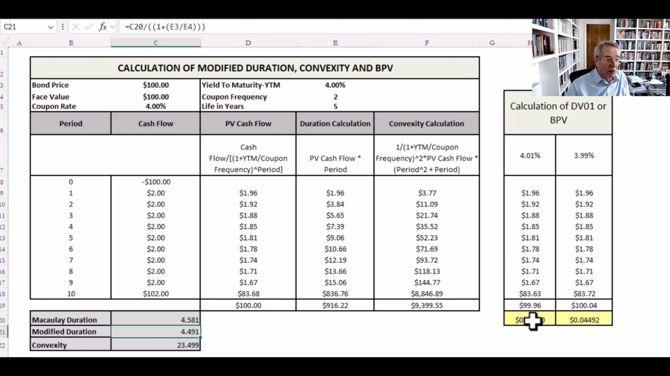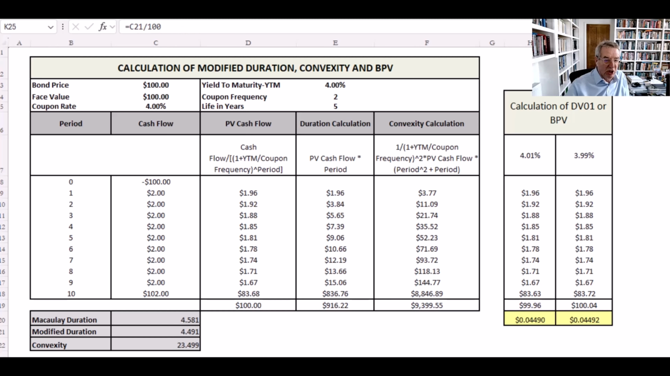And in the case of a 1 basis point increase in the yield or discount rate, price goes down by roughly 4.5 cents. And in the case of a decrease in the yield by 1 basis point, the price goes up, and also by roughly 4.5 cents. If we take the midpoint of those, we have this number here, 0.04491, roughly 4.5 cents, which in fact is 1/100th of the modified duration.